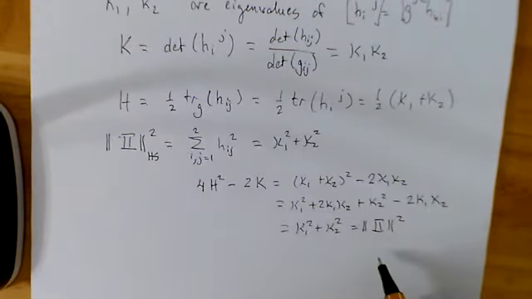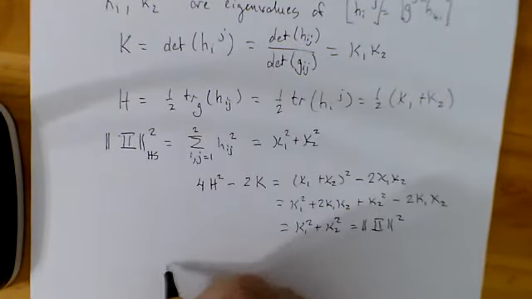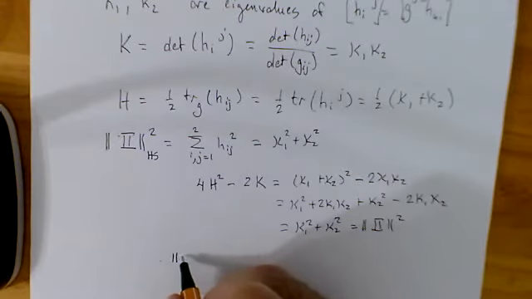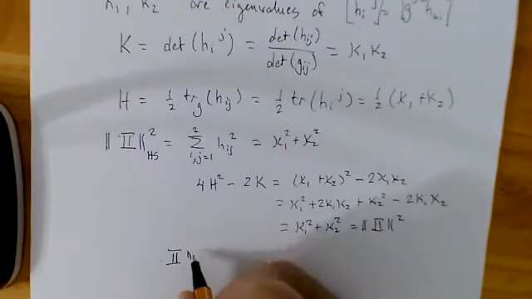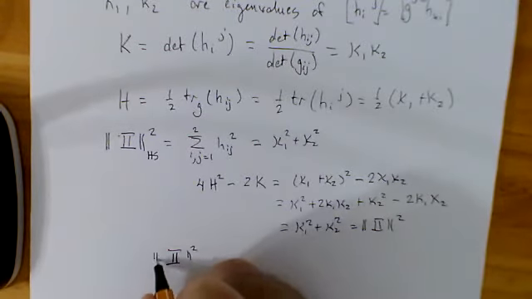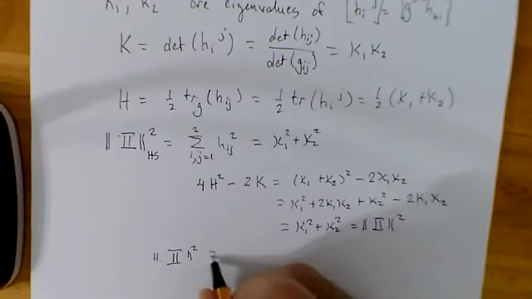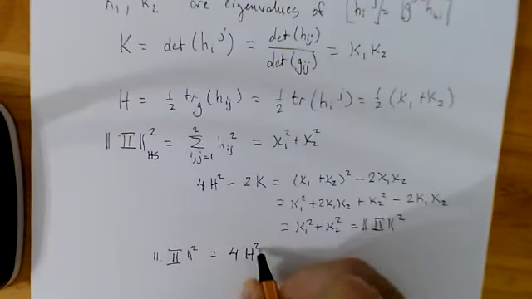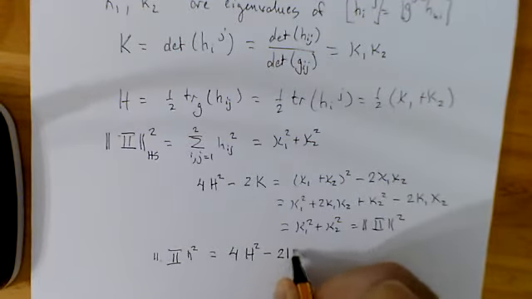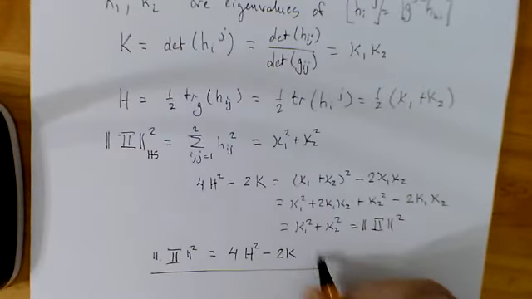So this is a convenient thing to remember, that the norm squared of the second fundamental form is 4H squared minus 2K.